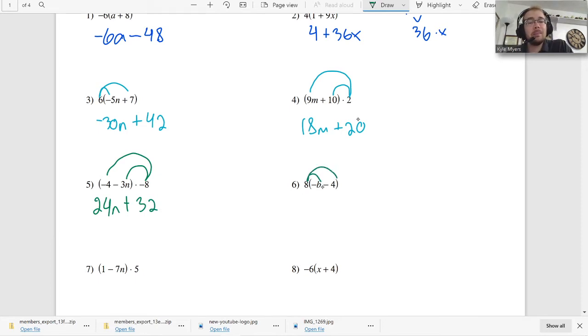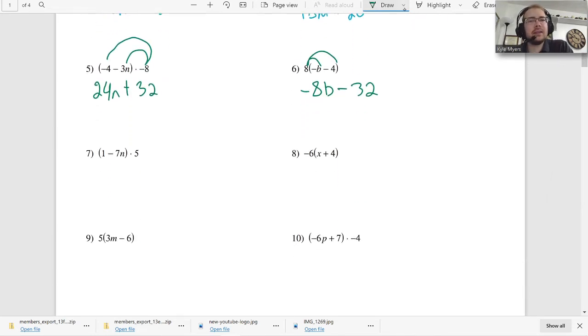8 times b, well, that would be 8b, but it's got a negative sign, so I put a negative in front of it. Negative 8b. Negative b times 8. It's sort of like negative 1b, so you're doing negative 1 times 8, which is negative 8. And then I have 8 times 4, but it's minus, so I'm going to have a minus here. Positive times a negative is a negative. And then 8 times 4 is 32.